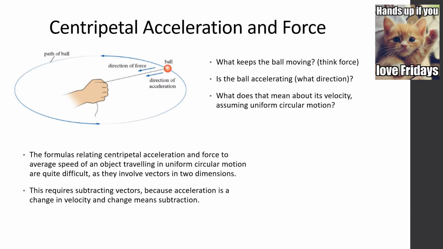The formulas that relate centripetal acceleration and force to average speed of an object that is travelling in uniform circular motion are a bit trickier than what we've met previously when we've been looking at linear motion, because they involve vectors in 2 dimensions. And they also require that you subtract vectors, because the acceleration is a change in velocity and change means subtraction.